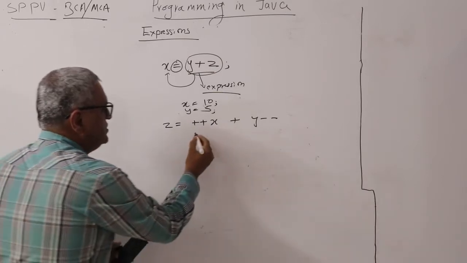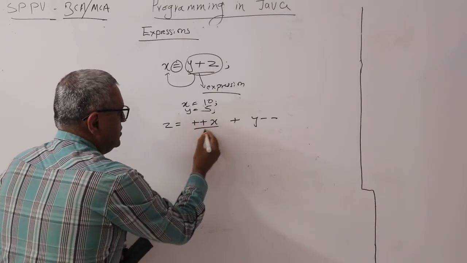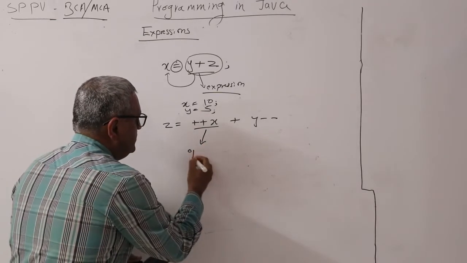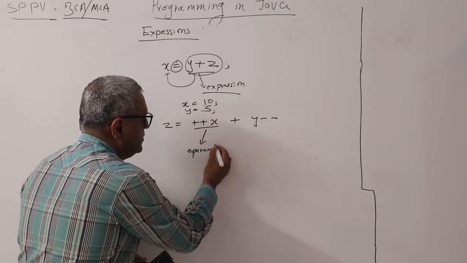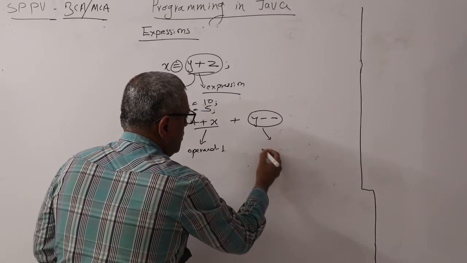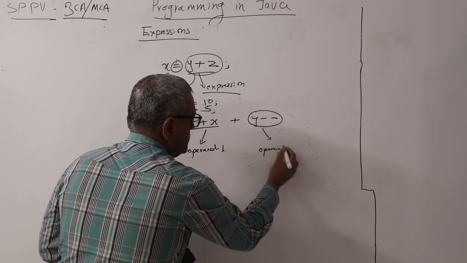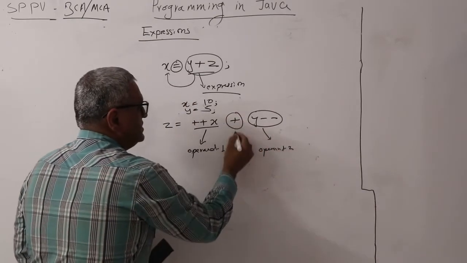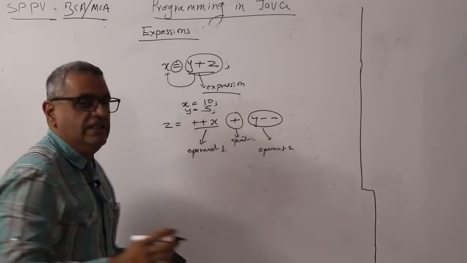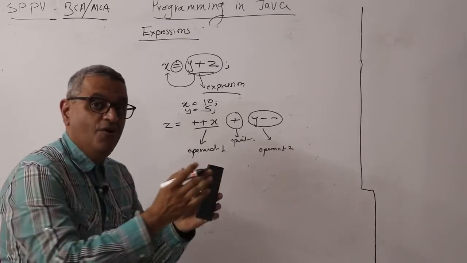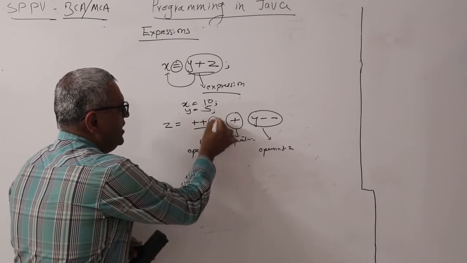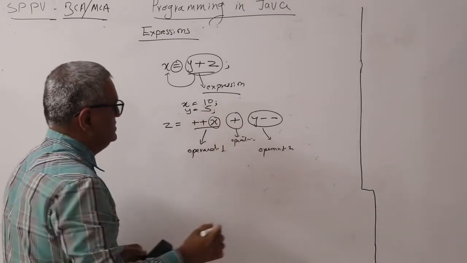So basically what you see is you have this as one operand. So this is operand 1, this becomes operand 2, and this is an operator. Now let us evaluate the expression from the left side. So what is the value of x? Value of x is 10.